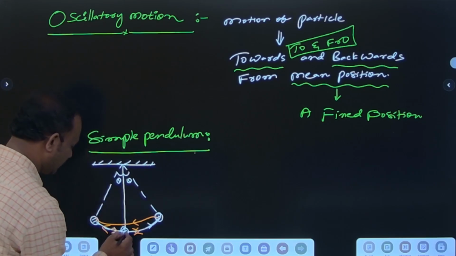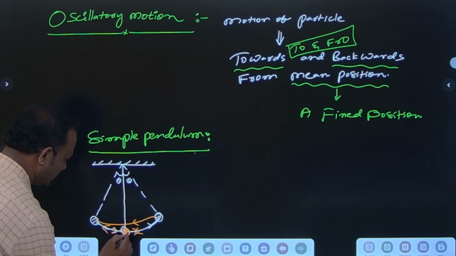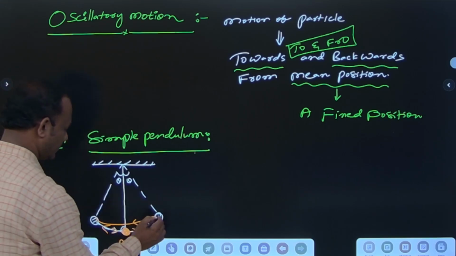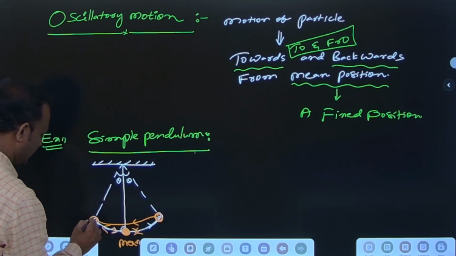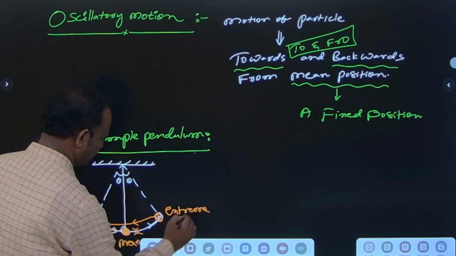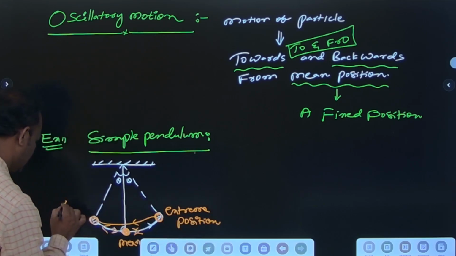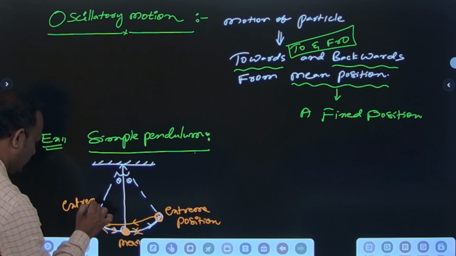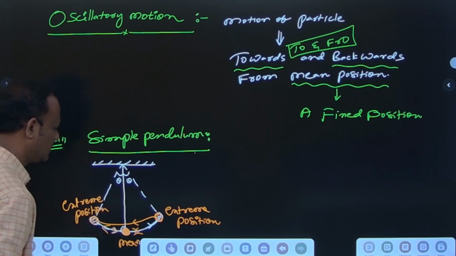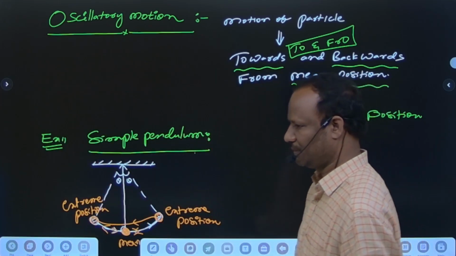This fixed position is called the mean position. The last position from the mean is called the extreme position. This one is also an extreme position. So extreme positions are on either side of the mean position. So this is the simple pendulum.